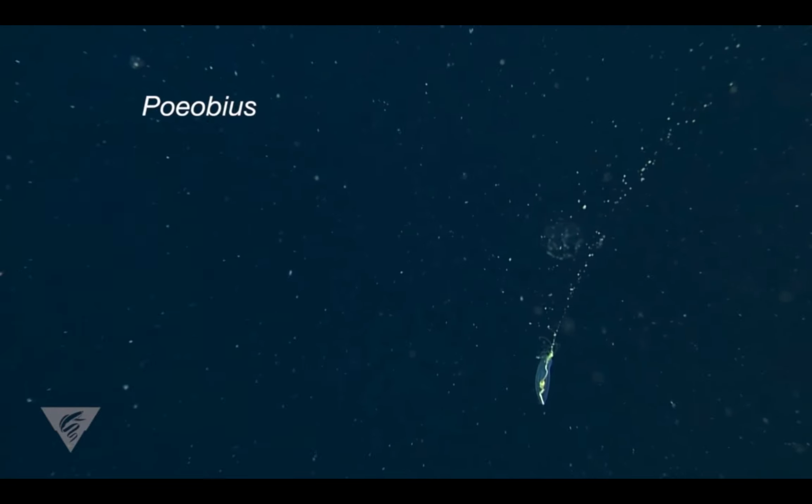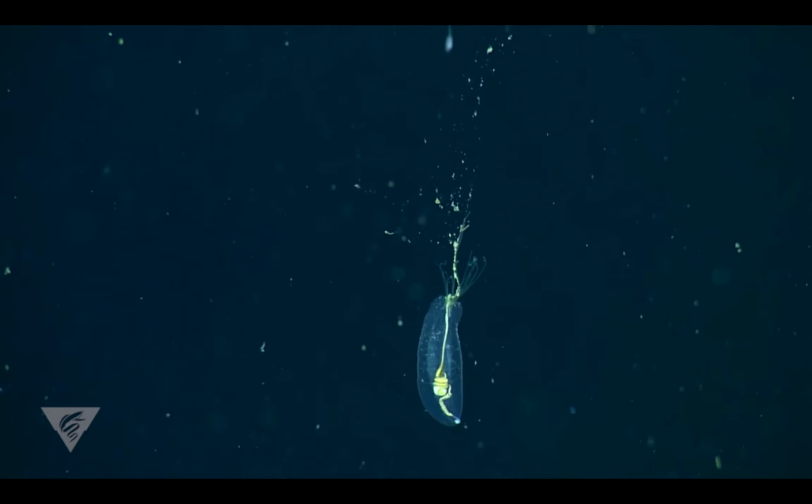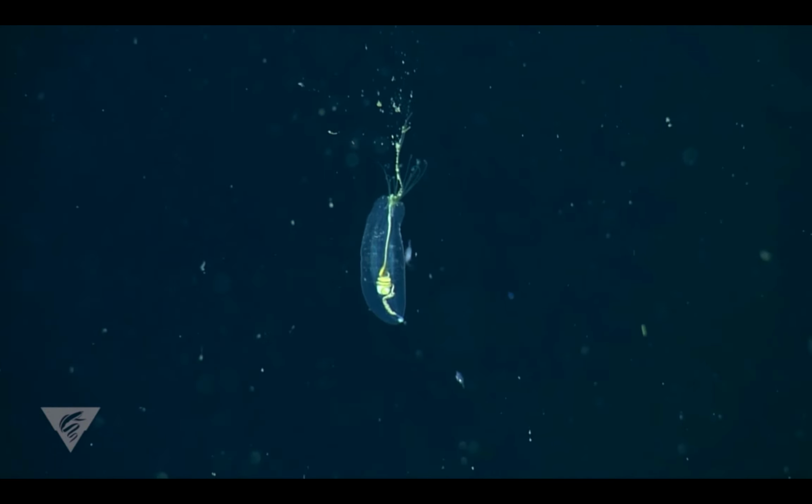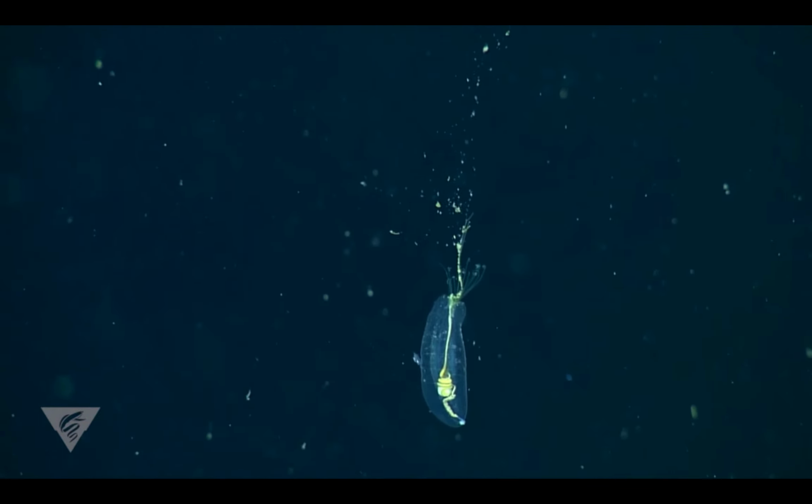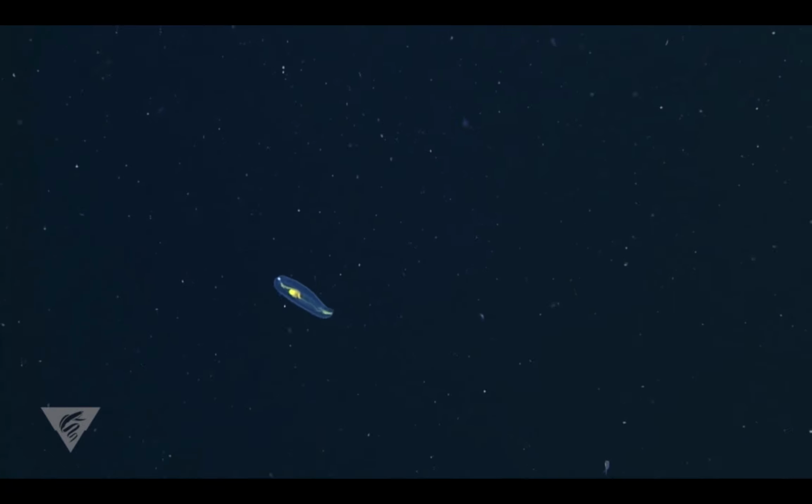Another worm that collects food using a mucus net is Poeobius. Only about 1 inch long, this worm doesn't have any obvious segments, parapodia, or chaetae, yet it is still a polychaete. It wriggles vigorously when disturbed and is one of the most abundant animals researchers see in the midwaters of Monterey Bay.